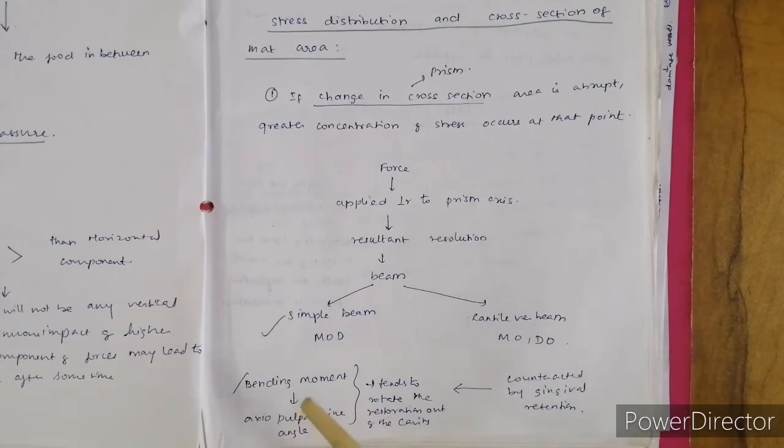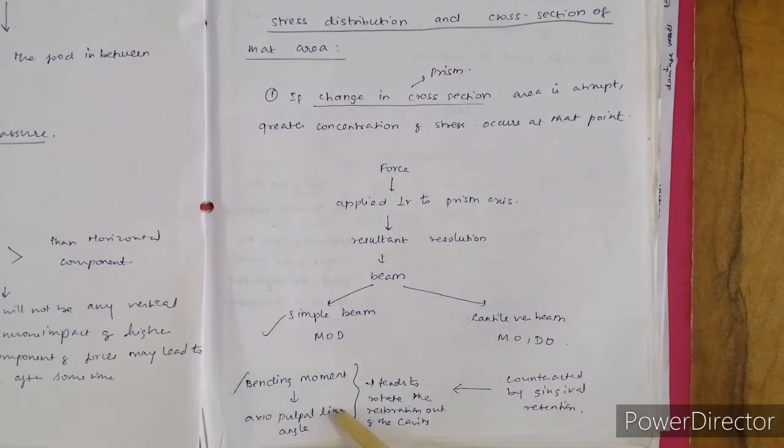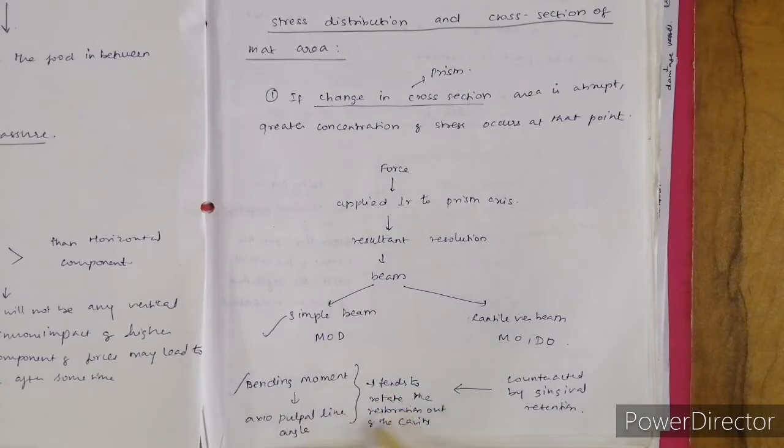So now let us consider MOD and MODO situations. In the MOD situation, it will act as a simple beam, while in the MO or DO situation, it will behave as a cantilever beam. Most of the bending moment will take place at the axiopulpal line angle. Because of this bending moment, it will tend to rotate the restoration arm. This is the reason why we bevel the axiopulpal line angle, in order to avoid stress concentration there. This rotation can also be counteracted by giving gingival retention in inlays.